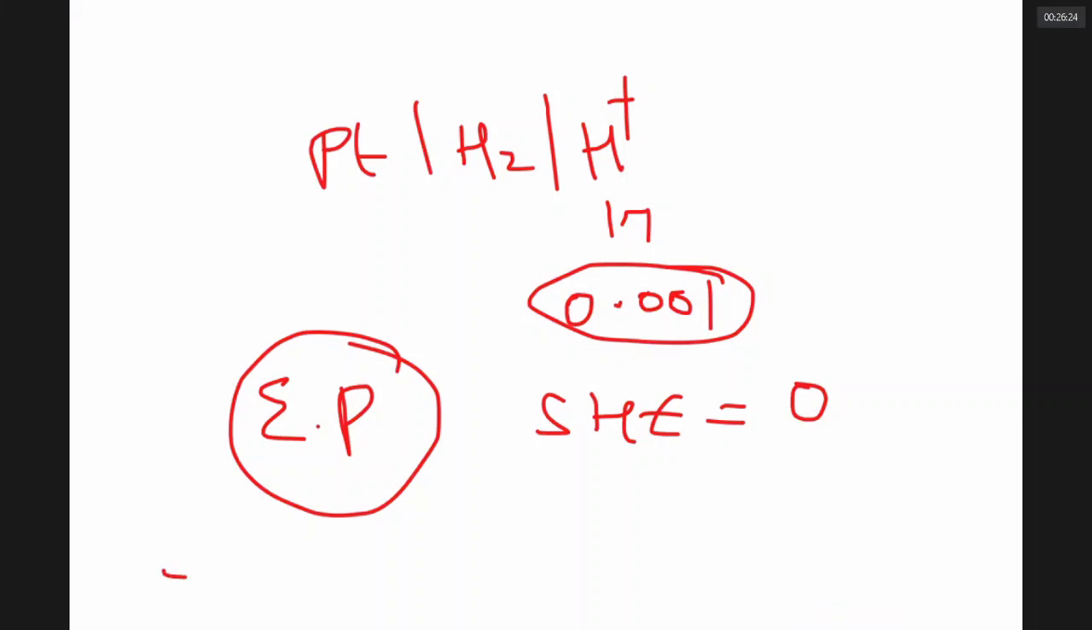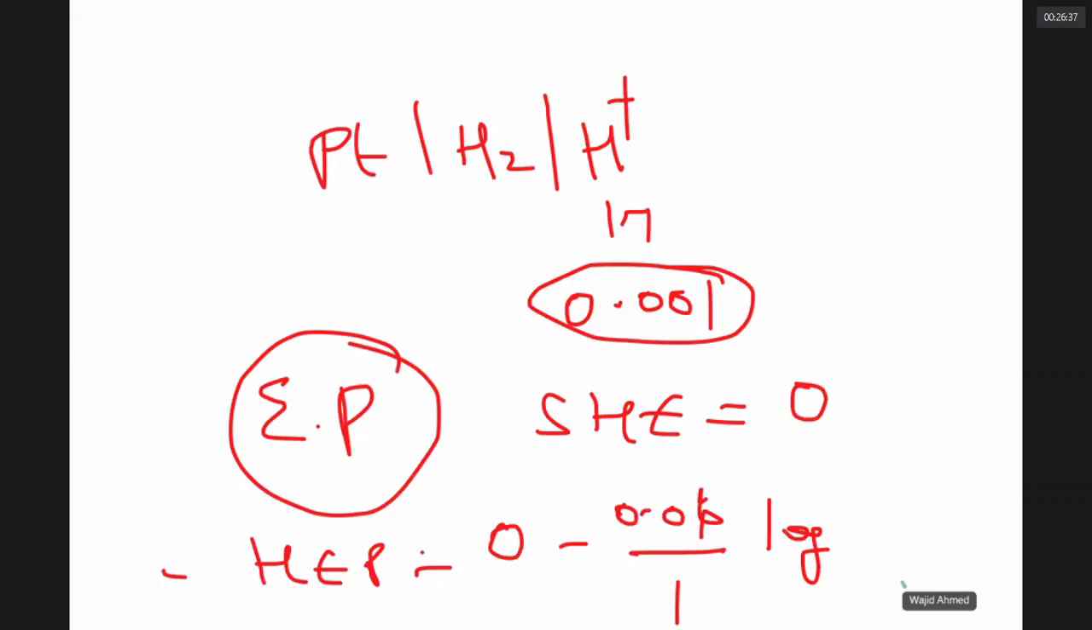The hydrogen electrode potential is equal to the standard hydrogen electrode potential minus 0.06 by n, for hydrogen n is 1, into log of the concentration of H plus.